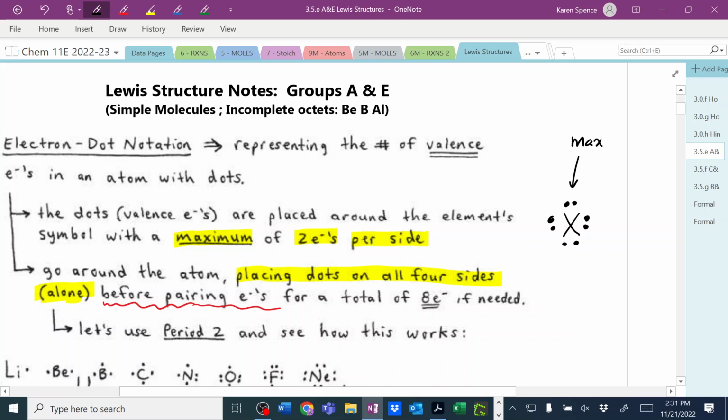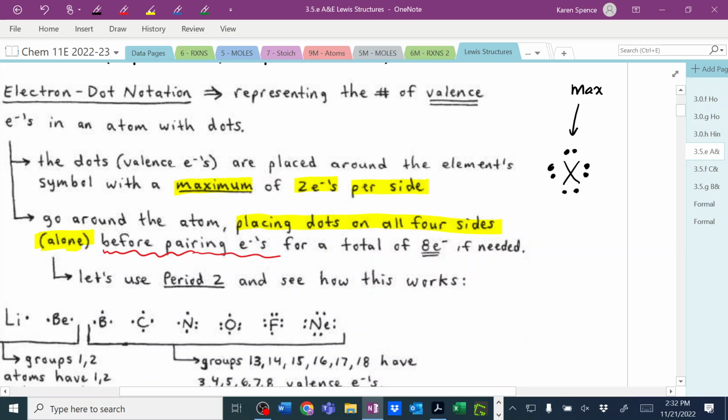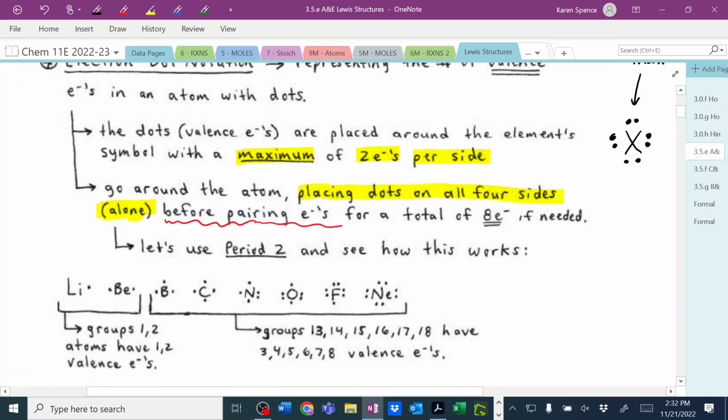Yes? And what that will do is it will allow the electrons to not be paired until they have to. Does this remind you of anything? Orbitals. So essentially we're kind of combining a Bohr model with the orbitals, but we're super simplifying it. Okay? Let's use period 2 and see how this works.